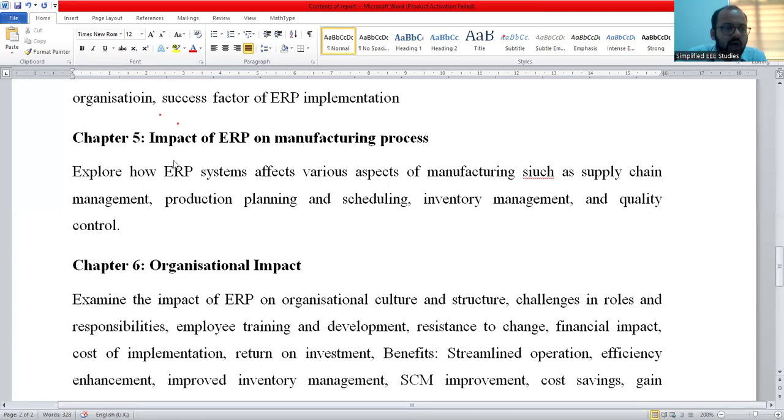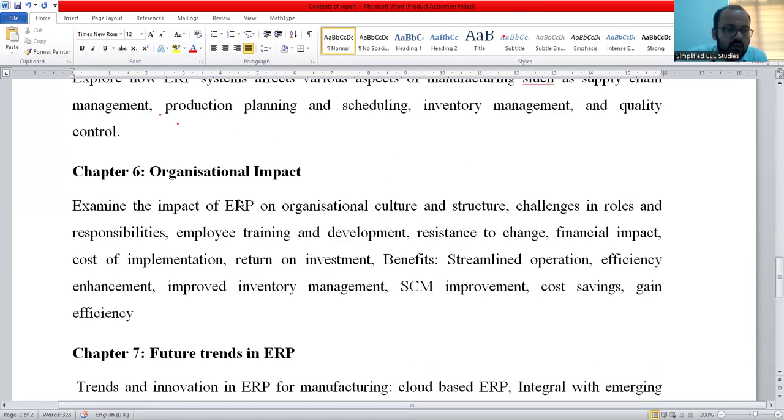In my chapter 5, I have done the impact of ERP on the manufacturing process. Then I considered different factors which are impacting on the ERP, like quality control, then inventory management. What happened to inventory management after implementing the ERP? How about the quality control? Was that effective? Then in chapter 6, organizational impact.